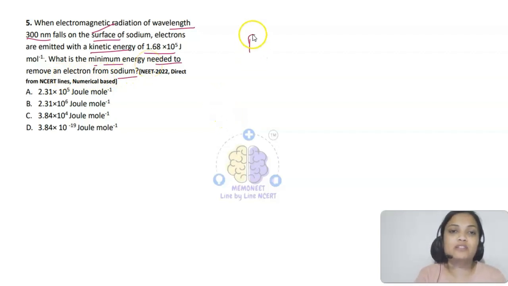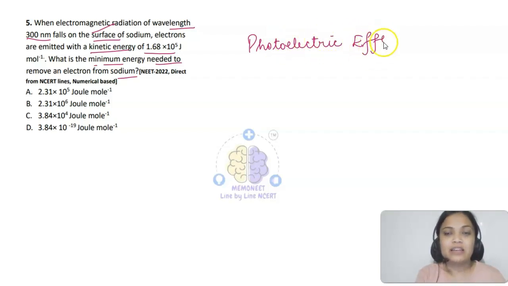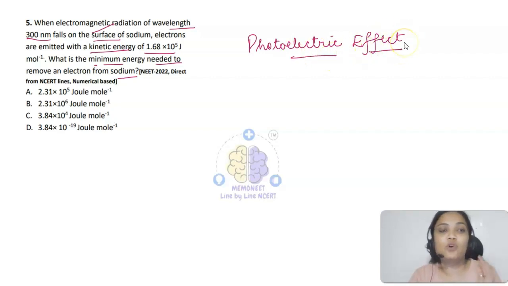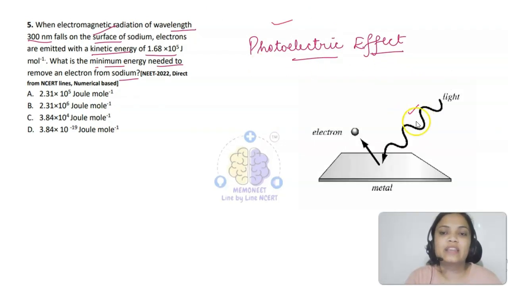Now can you guess it, students, that this question has been asked from the photoelectric effect. Okay, now see, there is nothing written as such about the photoelectric effect. But if you know what the photoelectric effect is, then you can easily solve this question, right? This question has been asked from there and we will be using that particular formula. So students, you know that in the photoelectric effect, whenever light of a suitable frequency strikes the surface of a metal, electrons are emitted, and electrons are emitted with certain kinetic energy.